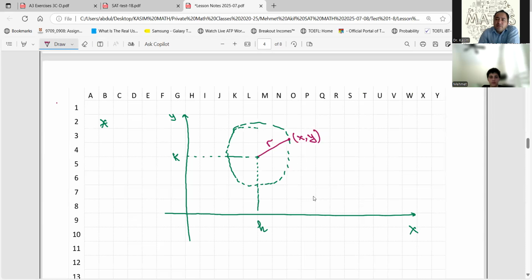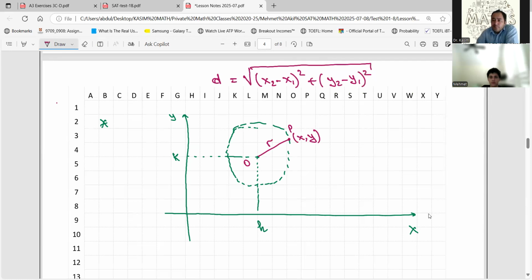Okay, the equation comes from the distance formula, and the distance formula is based on the Pythagorean theorem. That's why the Pythagorean theorem is really important. How can I find the distance between this point, which I label P, and the center? Do you remember the distance formula, Mehmet? No. The distance between 2 points is the square root of (x2 minus x1) squared plus (y2 minus y1) squared. It's the Pythagorean theorem. I can explain it maybe in our next class.